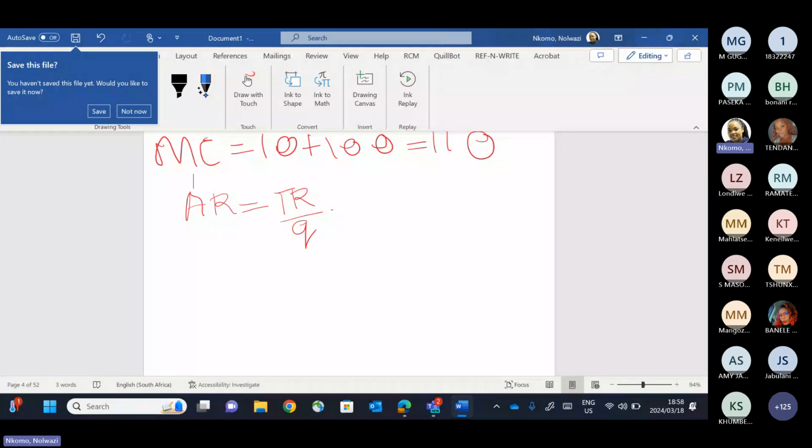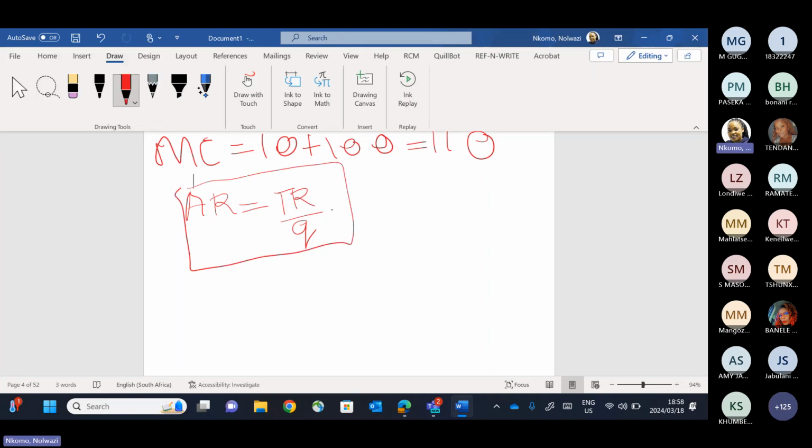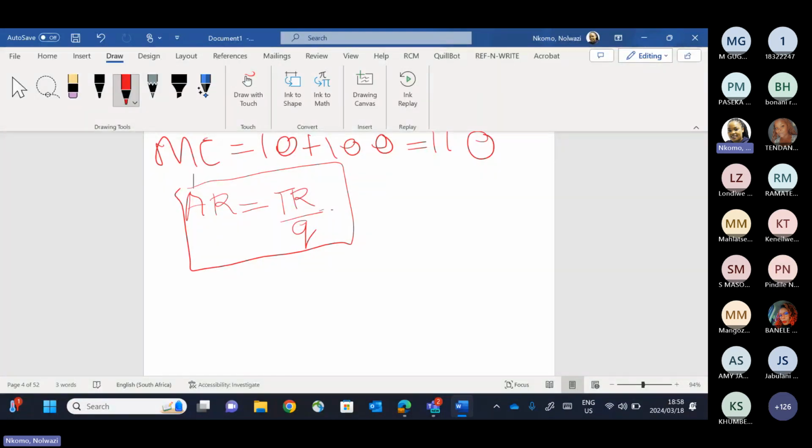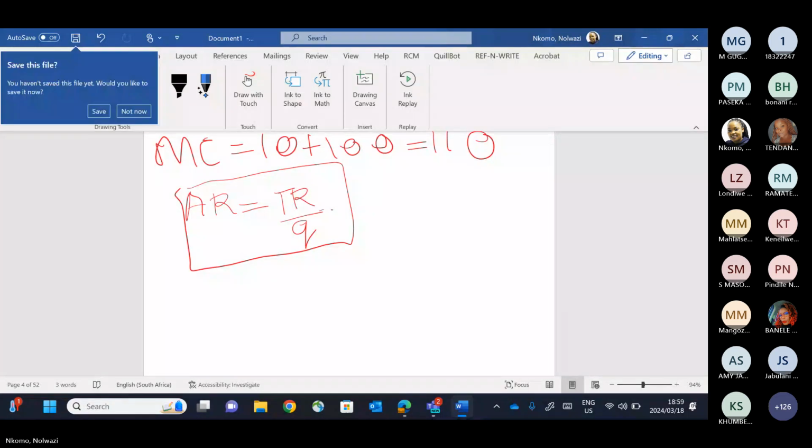That's just an expression for an average value of economic variables over an interval. Average revenue is just the revenue per unit of output. Mathematically, it's represented as the total revenue divided by the quantity of outputs, the number of outputs.